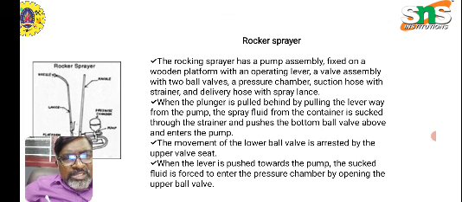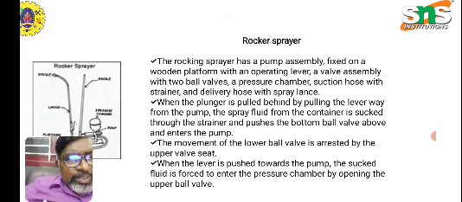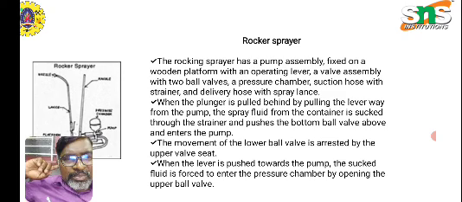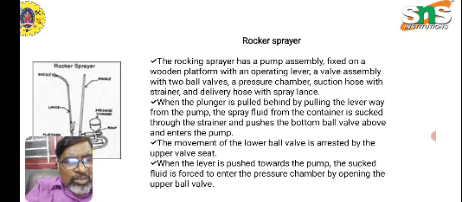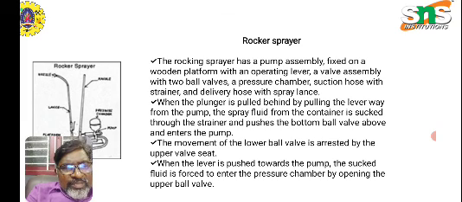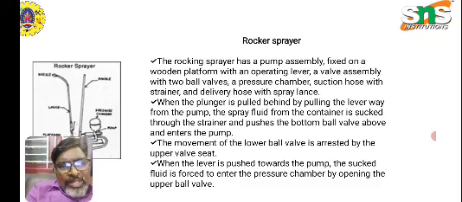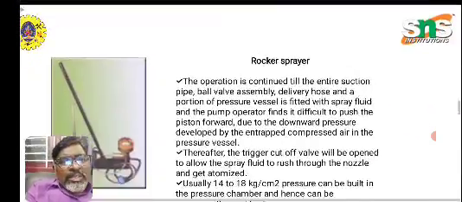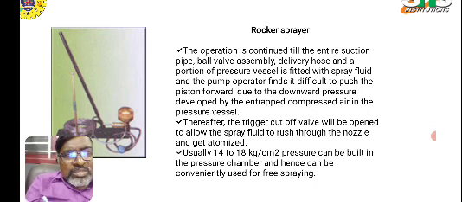When the plunger is pulled back by pulling the lever away from the pump, the spray fluid from the container is sucked through the strainer, pushes the bottom ball valve upward, and enters the pump. The movement of the lower ball valve is arrested by the upper valve seat. When the lever is pushed down, the sucked fluid is forced to enter the pressure chamber by opening the upper ball valve.